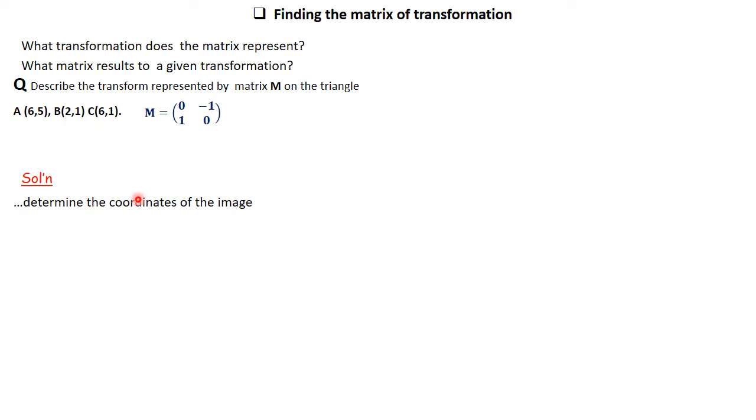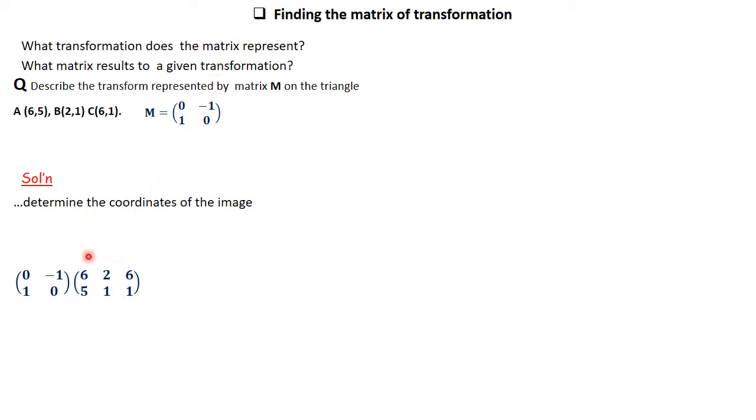So at this point, we look for the image, since we already have the object. The image is gotten by pre-multiplying the matrix with the object. So I have 0, 1, negative 1, 0. That's the matrix that was given, pre-multiplying the coordinates of A, B, C.